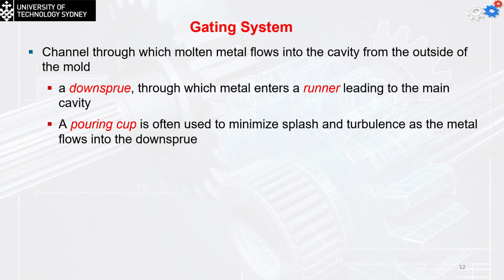So we have the cavity inside. We need to get the metal to inside the cavity. To have that, we should have a gating system, which is a channel through which the molten metal will flow into the cavity from the outside of the mold. It consists of the downsprue through which the metal enters the runner, leading to the main cavity. So the downsprue is the vertical channel. The runner is the horizontal one. We have also the pouring cup, which often is going to be used to minimize the splash and the turbulence as the metal flows into the downsprue.